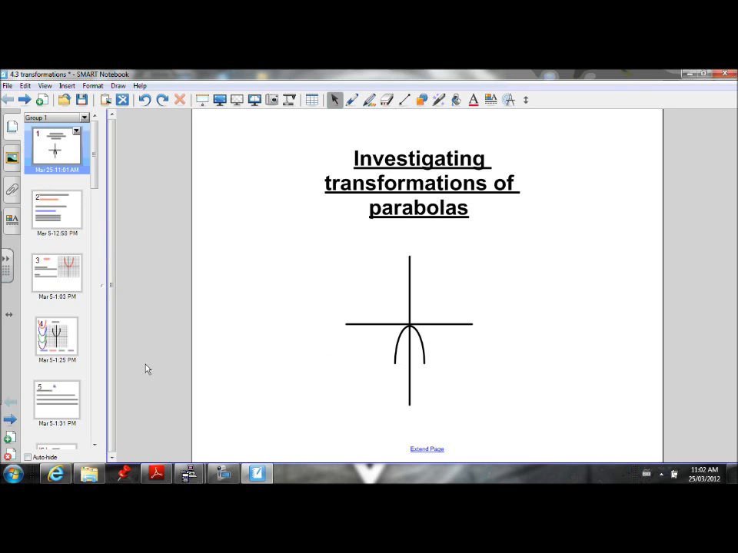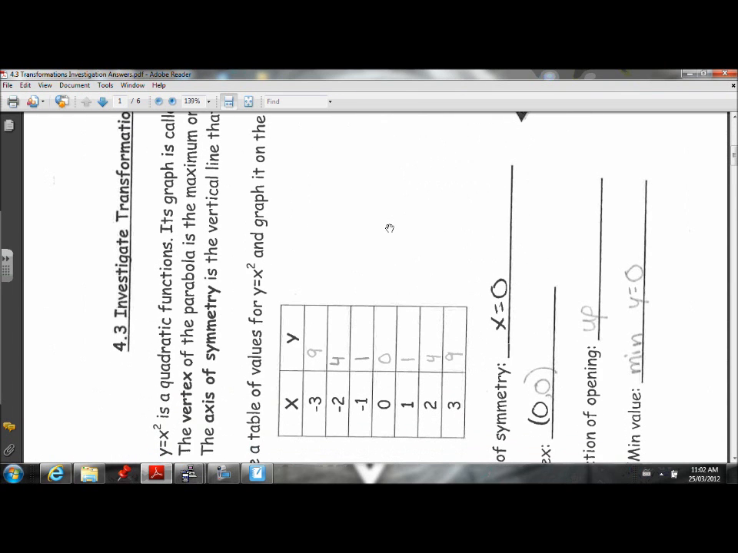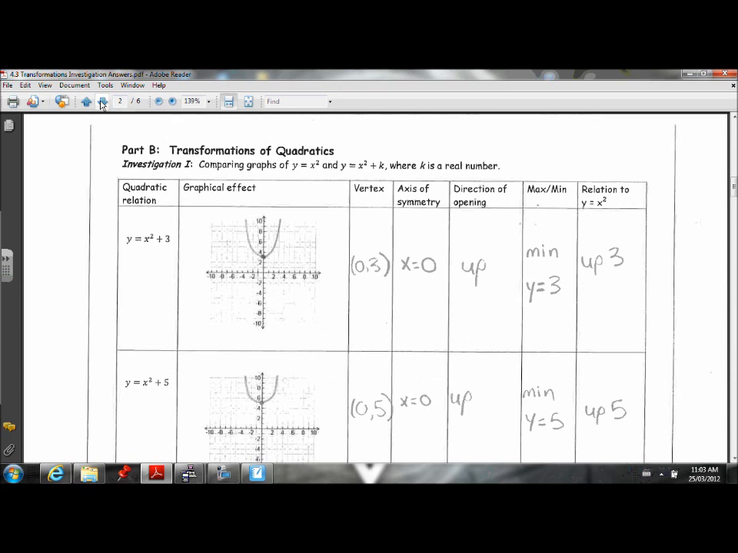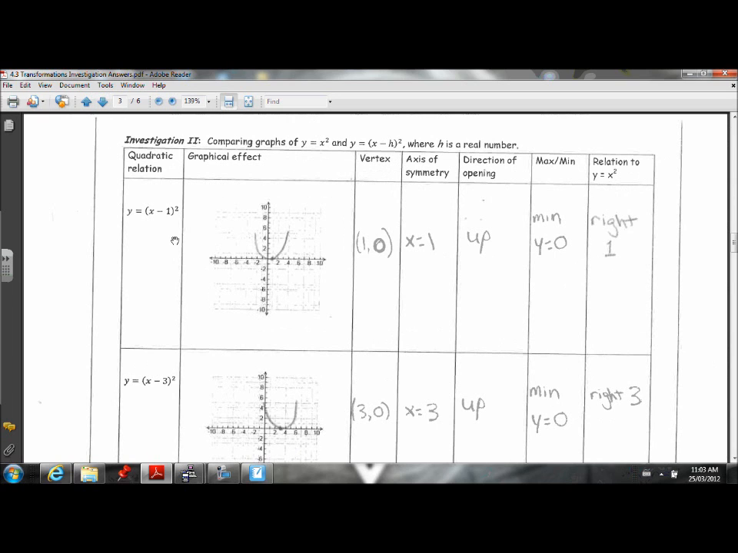For this lesson, what you will need is the investigation handout that we went through in class. It looks like this. It has three parts to the investigation. Here's the first part. Investigation 1, comparing y equals x squared to y equals x squared plus k. Investigation 2, comparing y equals x squared to y equals (x minus h) squared. And investigation 3, comparing graphs of y equals x squared and y equals ax squared.